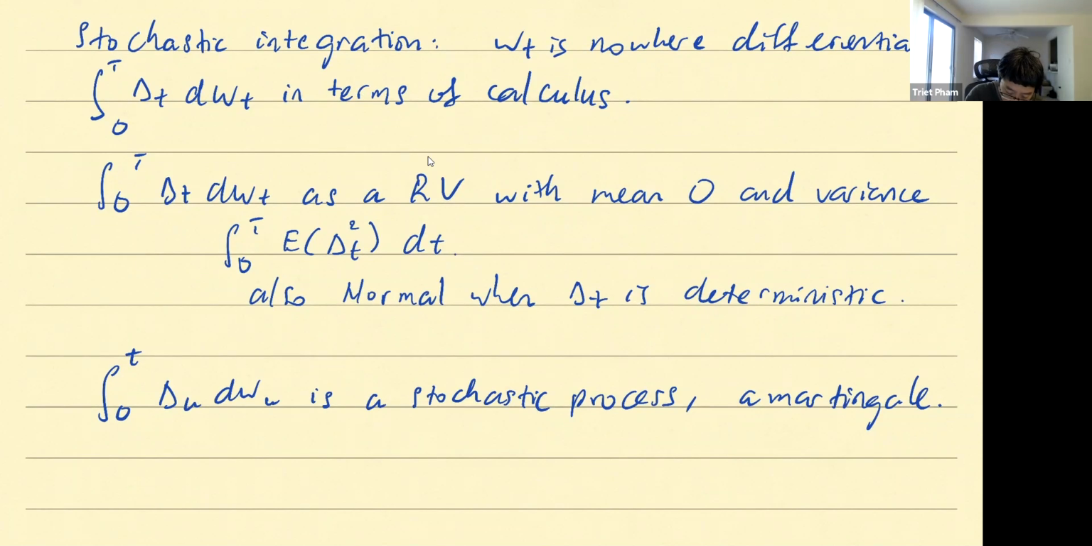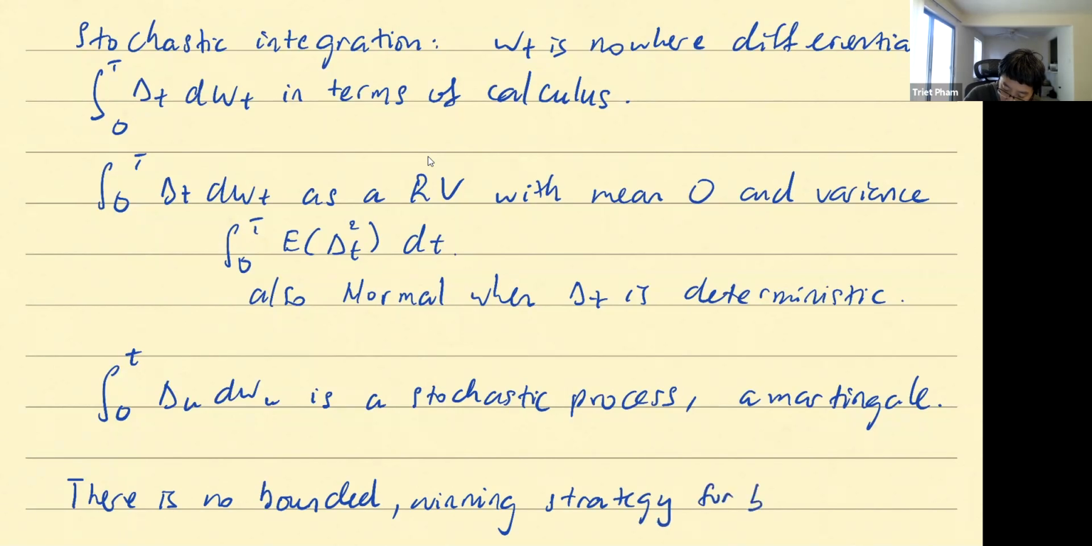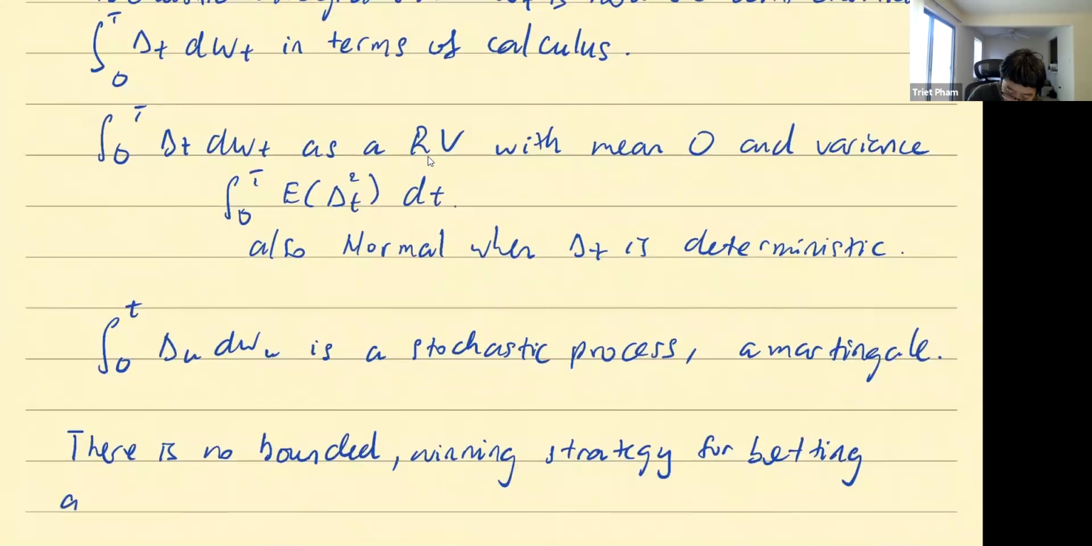But anyway, the one thing I want to bring out about the martingale is that there's a statement that generically says something like this: there's no bounded winning strategy for betting against a martingale. I'll talk about that just a little bit, and you're also asked to explore that in the homework.